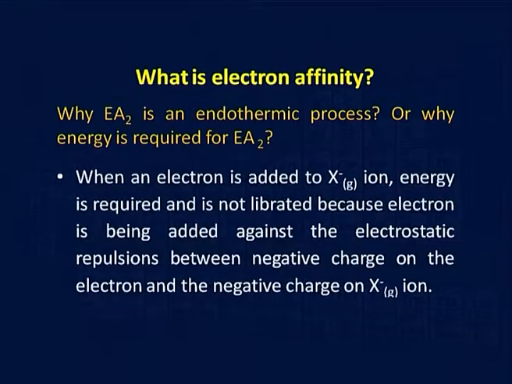That is why, when we add the second electron to a uninegative ion, we have to supply the energy, so this process is endothermic. This is because we need to overcome the repulsions between a negatively charged ion and the negatively charged electron. So, the second electron affinity value is endothermic, or we require more energy for the second electron affinity.